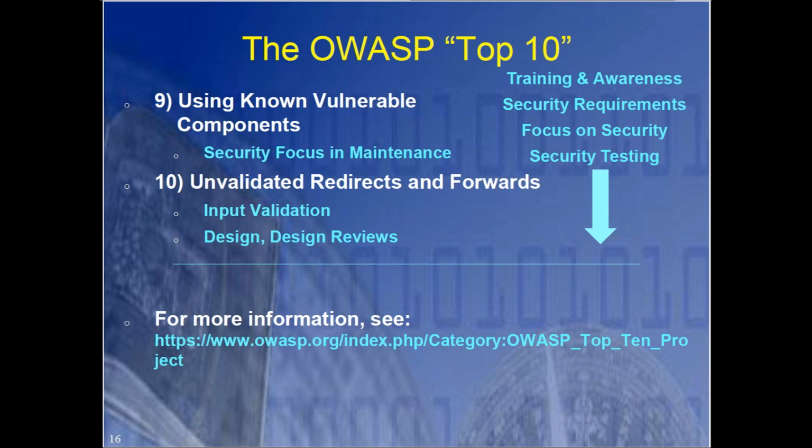Number 10, unvalidated redirects and forwards. Well, there's our old friend input validation, and of course design and design reviews as well. So the idea here is that there are absolutely things that we can do to avoid the most common vulnerabilities, and most of them have to do with input validation, sanitization of data, and maintaining and tracking state. And if you do those 3 things, you're well on your way. It's not all you have to do, but it's necessary but not sufficient.